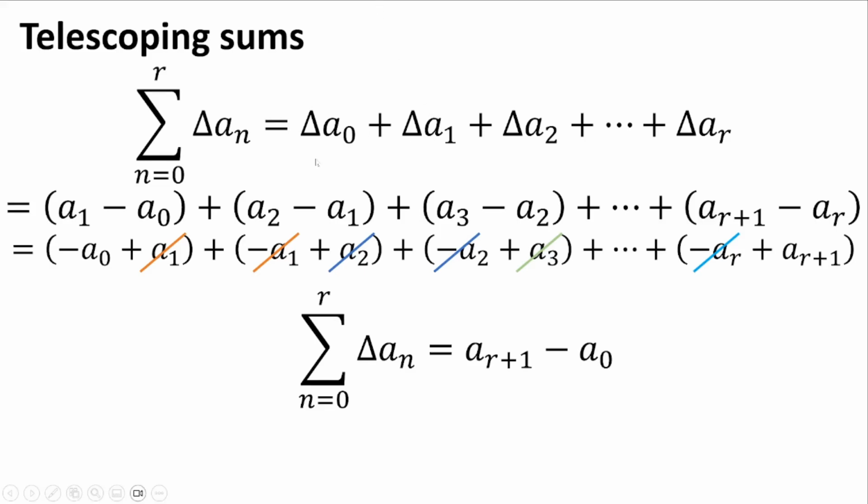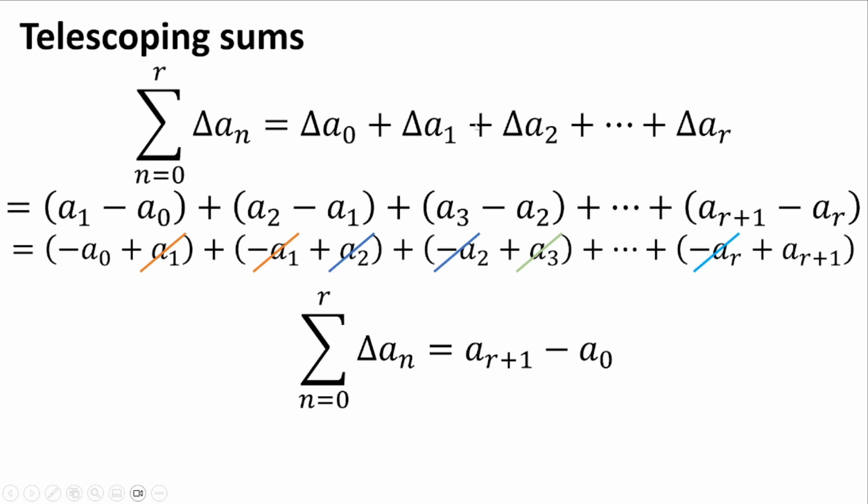Now we will take a look at what is called a telescoping sum. A telescoping sum is written as the formula here: summation from n equals 0 to r of the difference of a_n could be equal to delta a0 plus delta a1 plus delta a2 until delta ar.